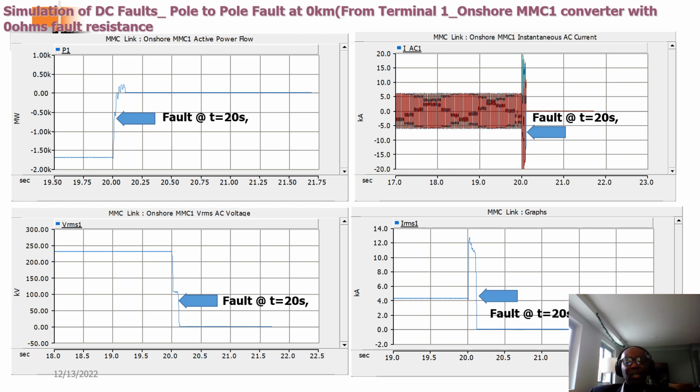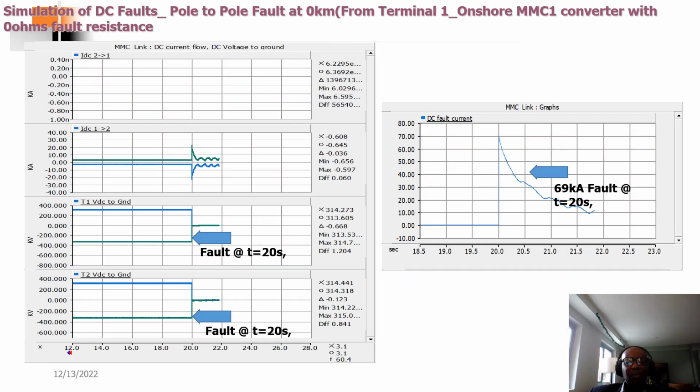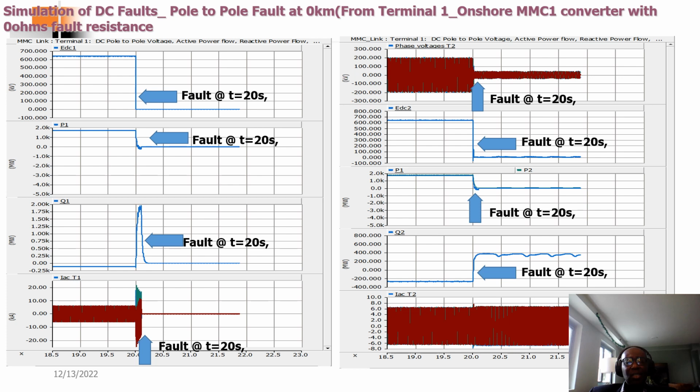So this shows you all the charts: active power, instantaneous current, peak phase to ground current, and also RMS voltage, RMS current, active power for converter number 2 for pole to pole fault, and DC link parameters. It also shows you the DC fault current right here. As you can see, 69 kA fault. That's a lot at 20 kilometers. So that should tell you. And the rest is DC link parameters, DC pole to pole voltage, pole to ground voltage.